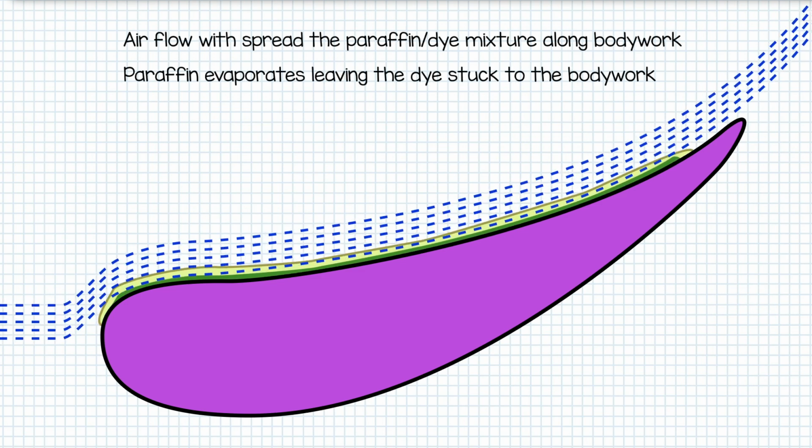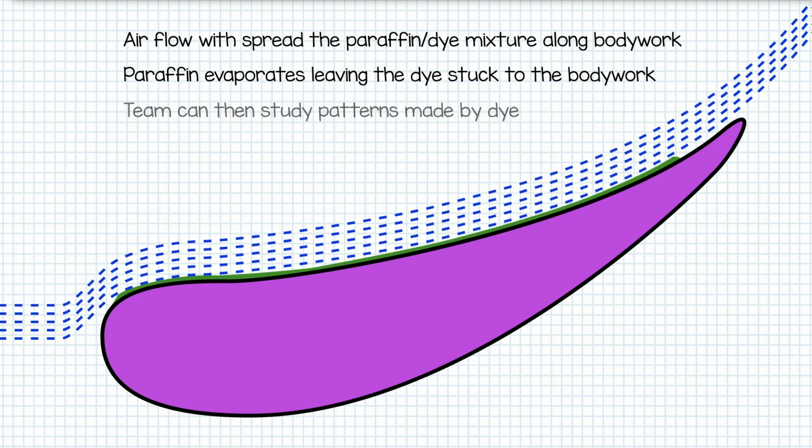But paraffin evaporates fairly readily, and this will leave the dye behind, stuck to the bodywork in all the flowing shapes it's made in the airflow. The aerodynamicists can then take photos of the car once it's parked back up in the garage and see if the paint patterns show the results they've been expecting.